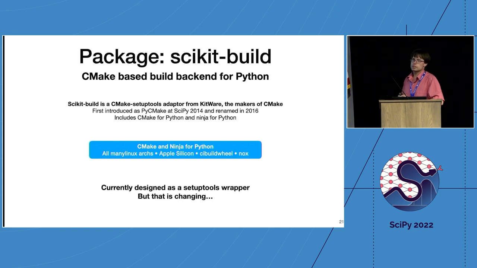This is also a sort of organization that includes CMake for Python and Ninja for Python. So if you ever said pip install ninja or cmake, you get it from here. And we moved everything over to cibuildwheel. That gave us the ability to target all the different architectures and musllinux and Apple Silicon and whatever else is out there.